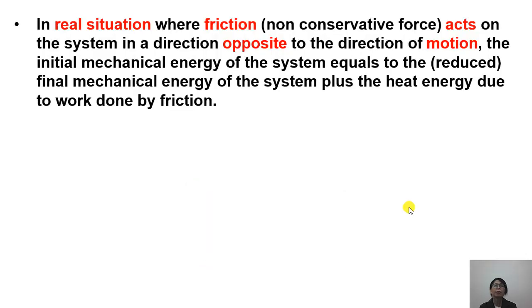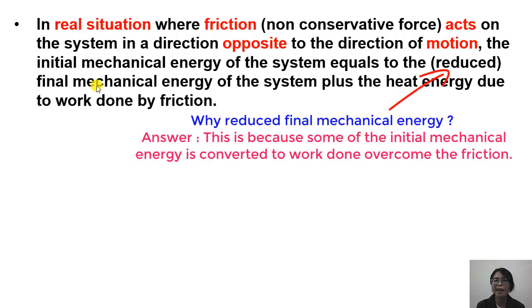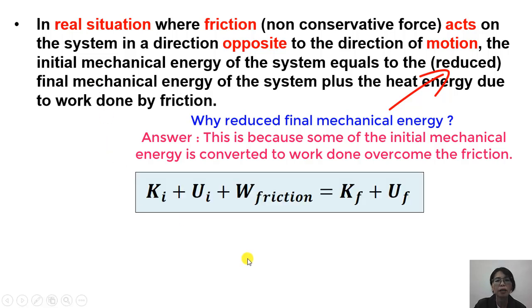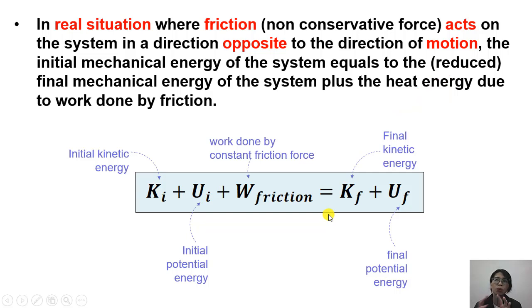But then class, bear in mind, in real situations, where a friction force acts on our system in a direction opposite to the direction of motion, the initial mechanical energy of the system will equal the reduced final mechanical energy of the system plus the heat energy due to the work done by friction. In that situation, we have initial kinetic energy plus initial potential energy plus the work done by friction equal to the final kinetic energy plus the final potential energy. But this equation is only valid in real situations whereby friction exists in the system.